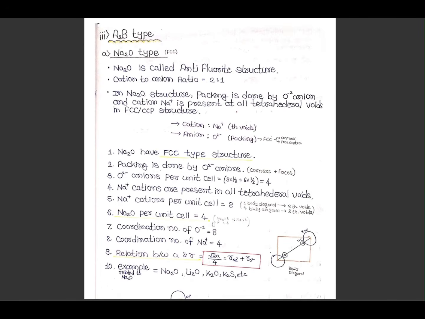Now let us come to A2B type. Na2O, or sodium oxide, is the example of Na2O type, and it is an FCC structure. The other name of sodium oxide structure is antifluorite structure. The cation to anion ratio of sodium oxide, or Na2O, is 2 is to 1, and in the Na2O structure packing is done by oxide ion, and the cation sodium ion is present in all the tetrahedral voids in the FCC type of structure. Now the cation is present in tetrahedral voids, and the anion oxide is used for packing.